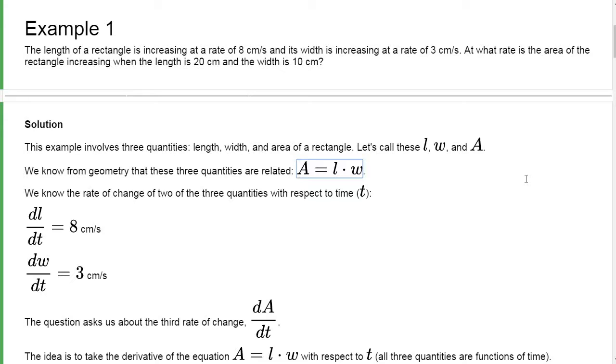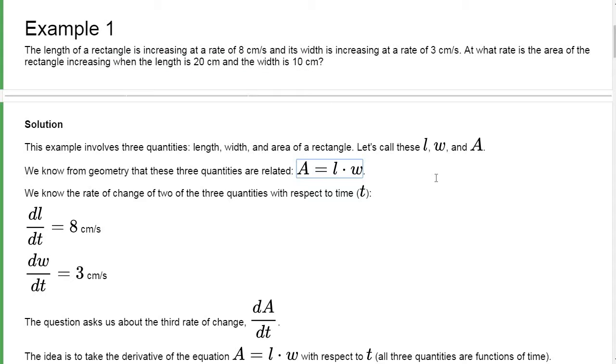Now you might think that since the rate of change of length and width are both constant, length is increasing at 8 all the time and width by 3 all the time, that area would also increase at a constant rate, but that's actually not true. The rate of change of area depends on the length and width, as well as the rates of change of length and width. So that's what this last little phrase is for. What is the rate of change of area when the length is 20 and the width is 10? Okay, so we'll come back to that in a minute.